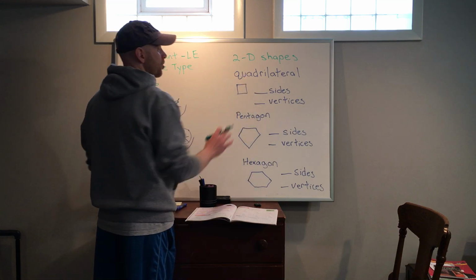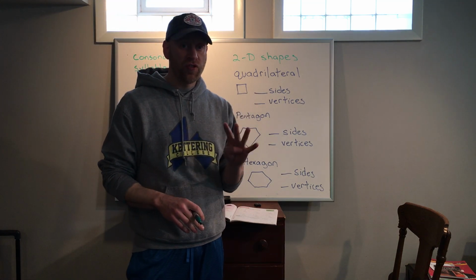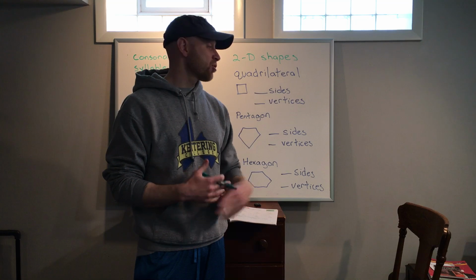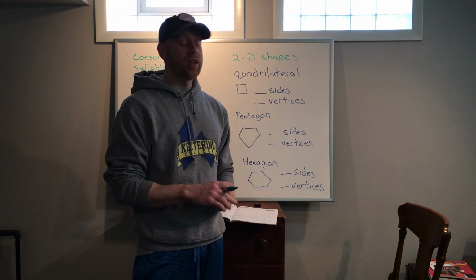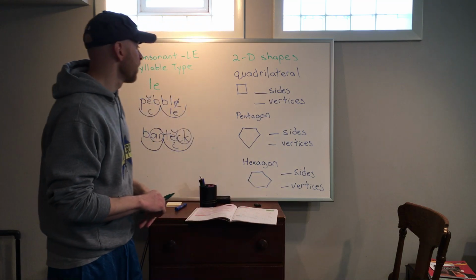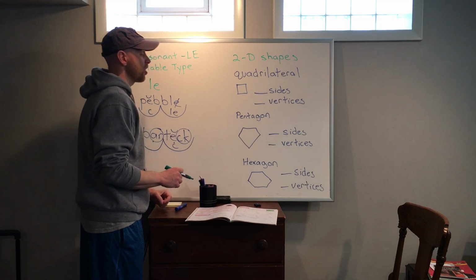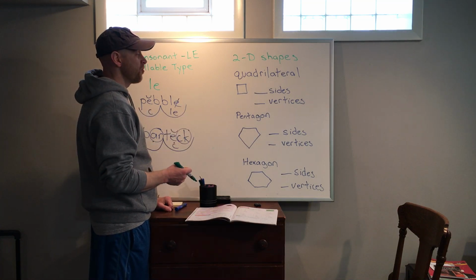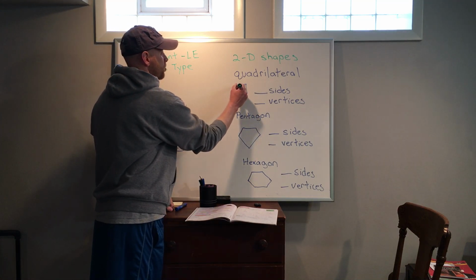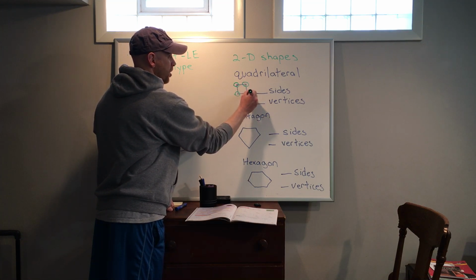So this is a quadrilateral. Any 4-sided figure is a quadrilateral. So look around your house, find anything that has 4 sides, rectangle or square. That's a quadrilateral if it's a 2D shape. Well, let's count how many vertices we have. So we have 1, 2, 3, and 4.